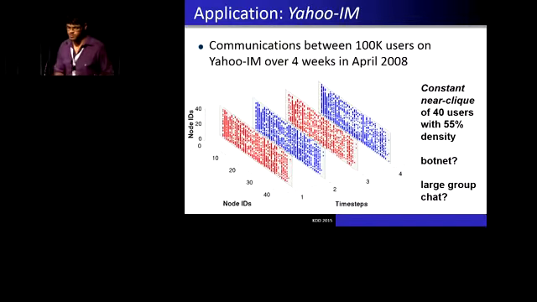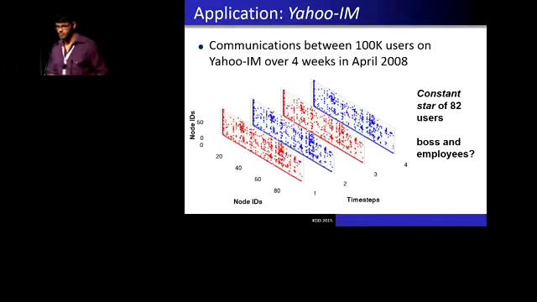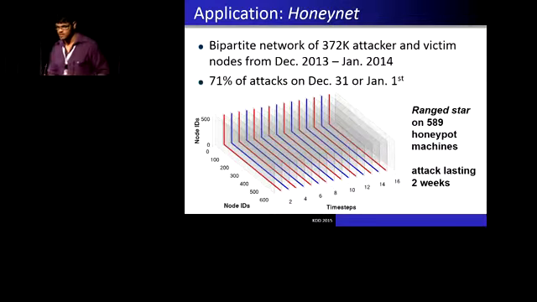Some applications. Here we find a near clique of 40 users with very high density in a Yahoo instant messaging network over 4 weeks. These are spy plots. This could be a botnet or perhaps a large group chat of 40 users talking to each other. Some people might drop out, but these might also be bots trying to appear normal. Here we have a star of 82 users. Could be boss and employees. Not sure what that is, but we don't have ground truth for these data sets.